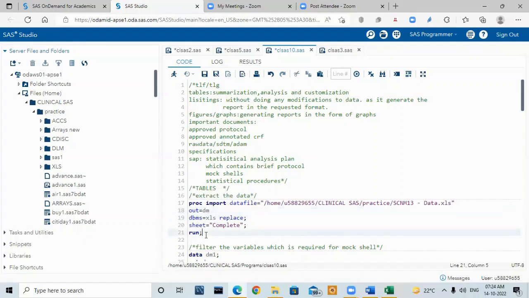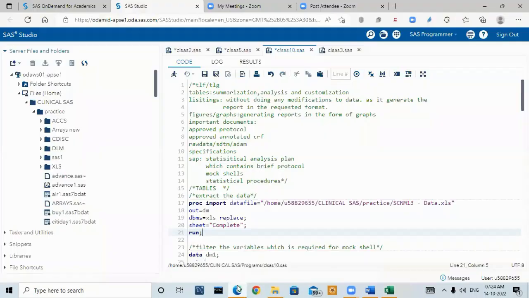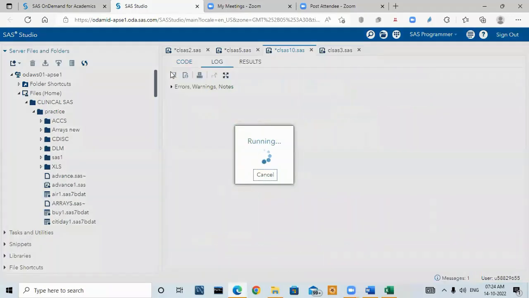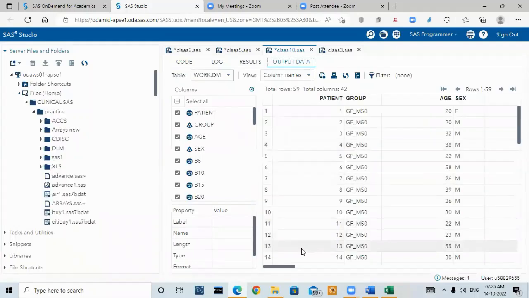I am not explaining it. And here the sheet name is complete. Only one sheet is there. How many sheets are there inside the Excel file? Only a single sheet. So we are importing this file first of all into the SAS environment. This is very simple, right? So now we are running the proc import to import the file. See, we imported the file into SAS.